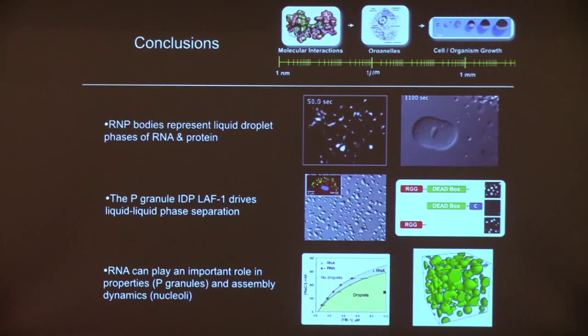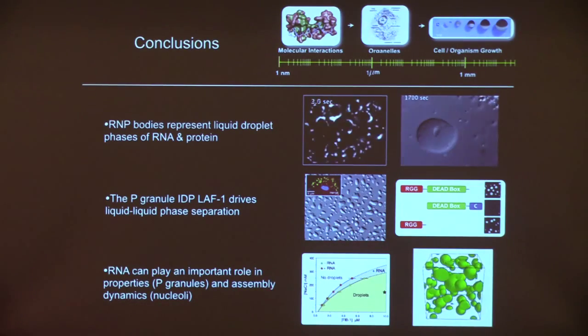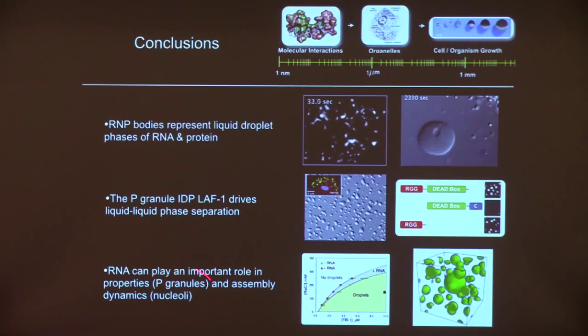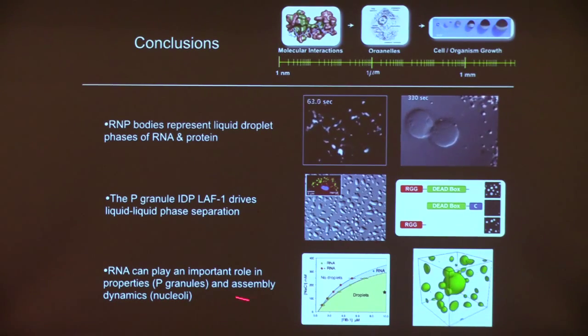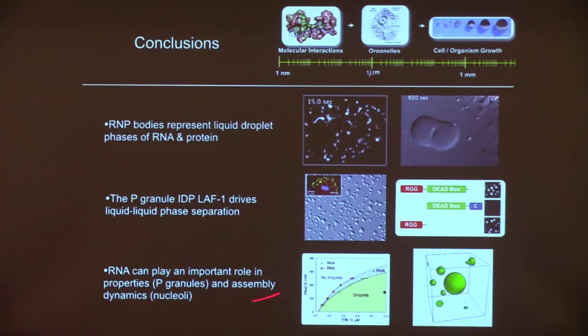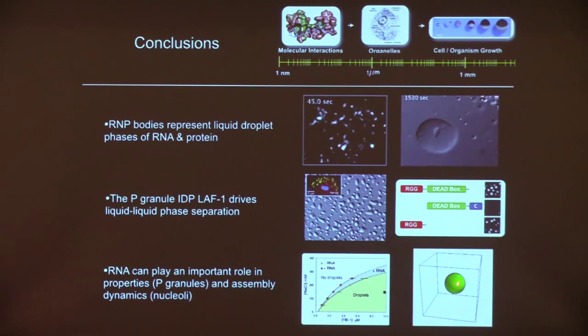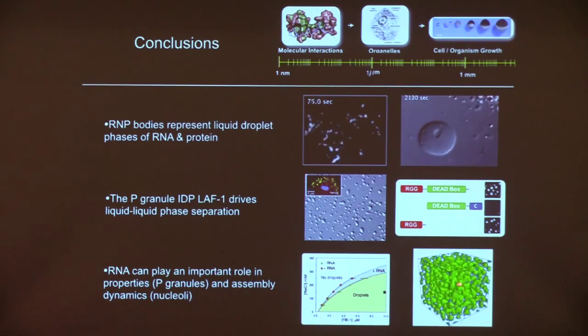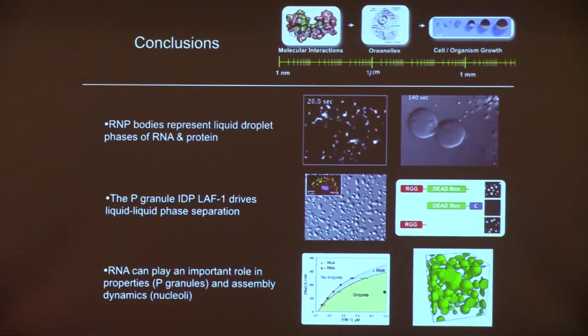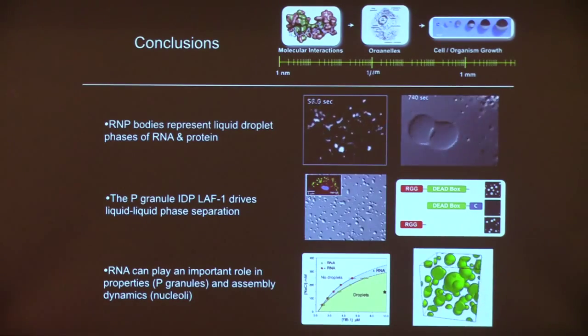And then I told you that RNA can play an important role in the properties of droplets. I told you a little bit about that with P granules in our microbiology data, and also the assembly and shifting of this phase boundary and promoting condensation at a certain transcriptional site. So RNA is really playing an important role.